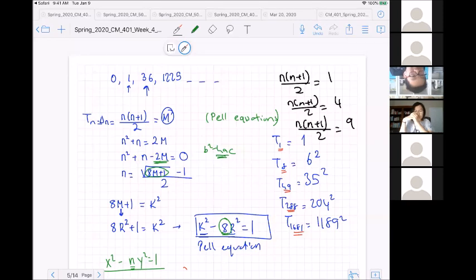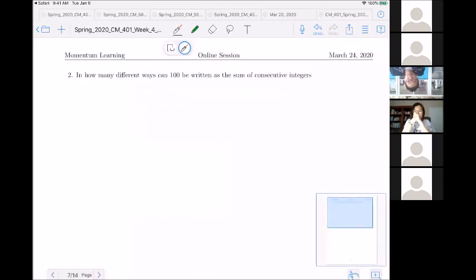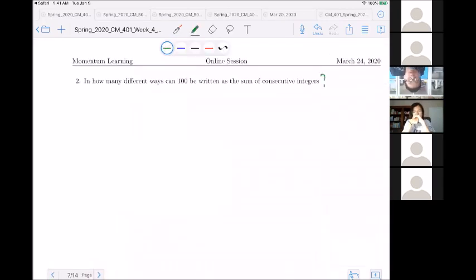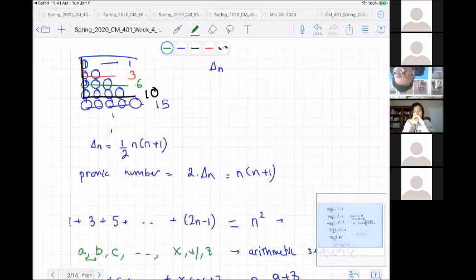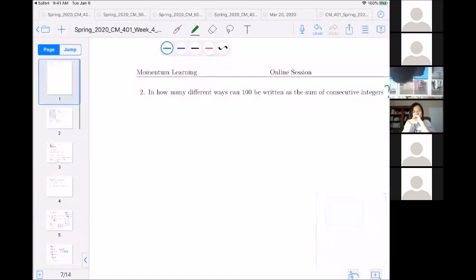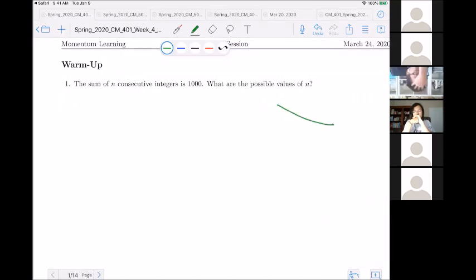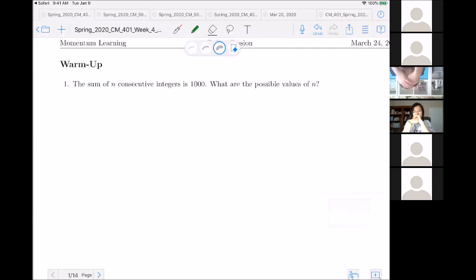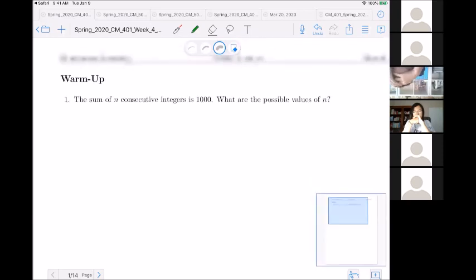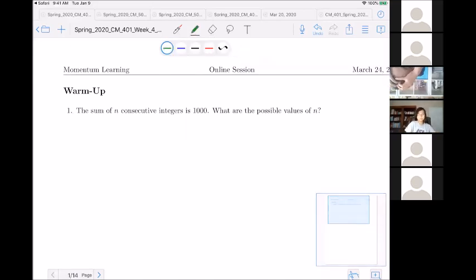Now let's take a look at a few equations with summations. Let me go to number 1 first. Let's try this problem: the sum of n consecutive positive integers is 1000. What are the possible values of n?